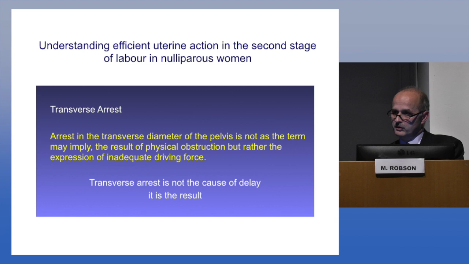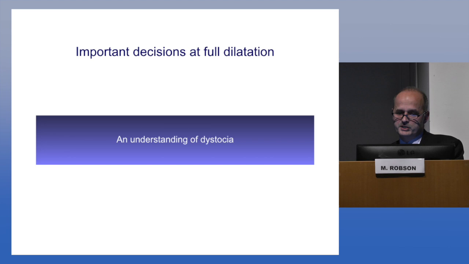So, important decisions at full dilatation. We need an understanding of dystocia, and we need to start having this debate. By all means, argue with each other, discuss it, but try to get to a position where we're all talking about the same thing. At full dilatation, you must determine whether you're intervening because of a dystocic reason or a fetal reason. This is absolutely paramount, because everything you do in a chain of events depends on that.